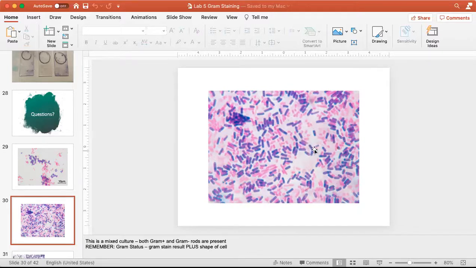There's another organism on here, and it's a gram-negative rod. Again, I don't know exactly what species it is yet. I can't know that until I do some more testing. But I know its gram status, and so I've already learned something about this organism. I have a piece of data about it that I can apply in my investigation to help me identify what it is.